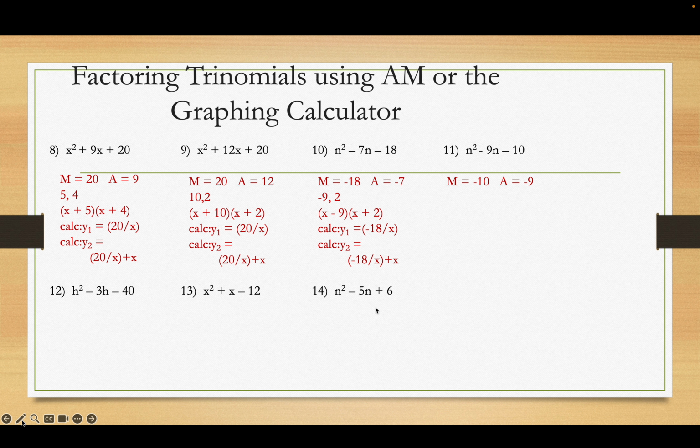So I got it. For the last one here, number 11, two numbers that multiply out to negative 10 and add up to negative 9. That would be negative 10 and 1. So my factors are x minus 10 and x plus 1. As far as the calculator goes, I would do the last number divided by x. I always like it in parentheses. And then for y2, it better be in parentheses. Parentheses negative 10 divided by x plus x. Always just plus x at the end.